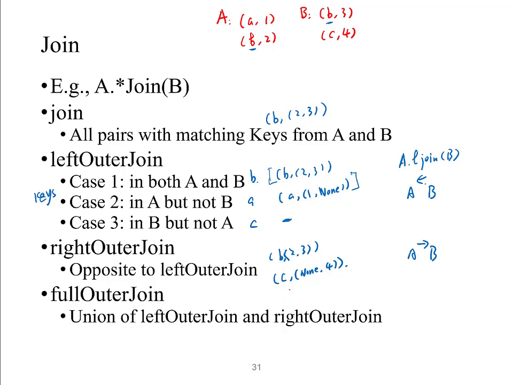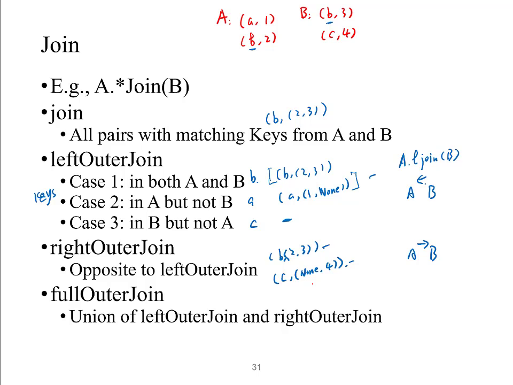So for full outer join, you do the union of left outer join and right outer join. So you would have this one, and this one. So you would have all three keys, and you just put a None there if it only exists in A or only exists in B.